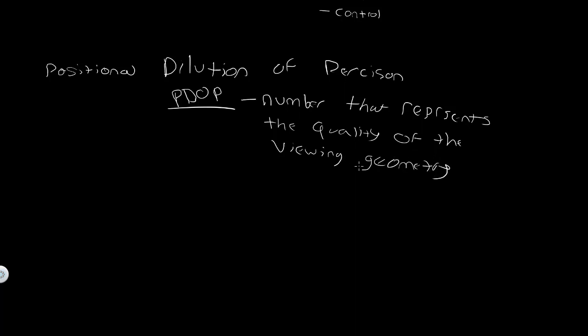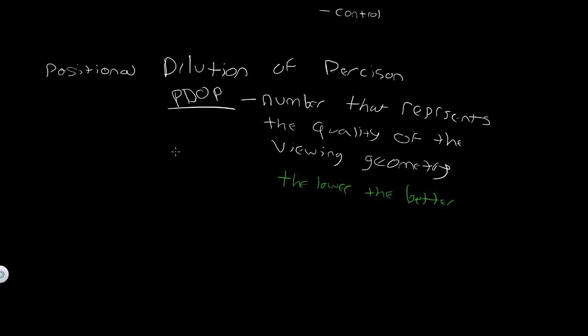It represents the quality of the viewing geometry. And as a general rule, the lower the better. Without going into too much detail on how this is calculated, because it's fairly complicated mathematics, basically we're comparing the shape of the viewing geometry that we actually have with what would be considered the ideal viewing geometry possible. The closer those two things are together, the lower the PDOP.